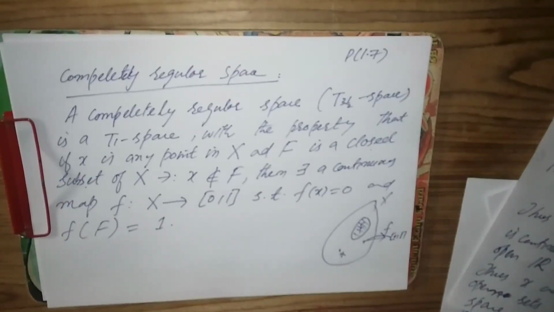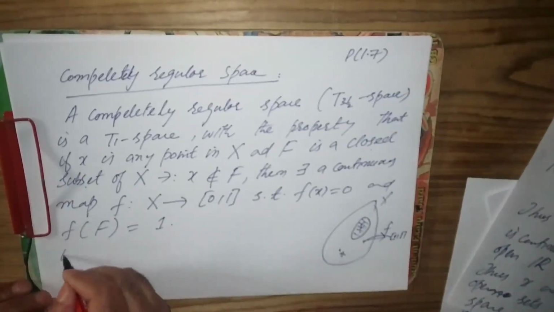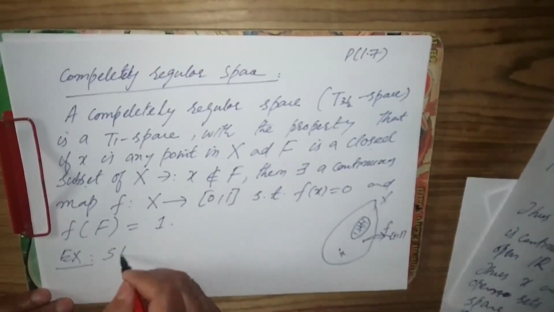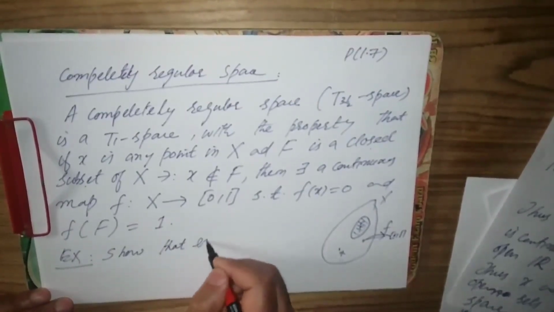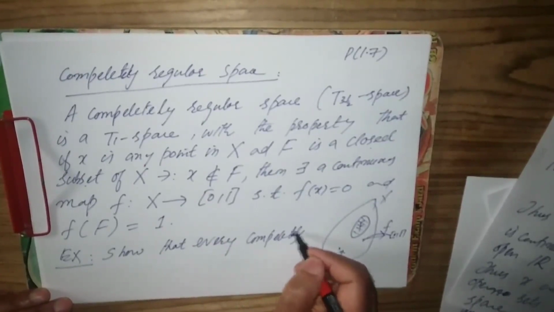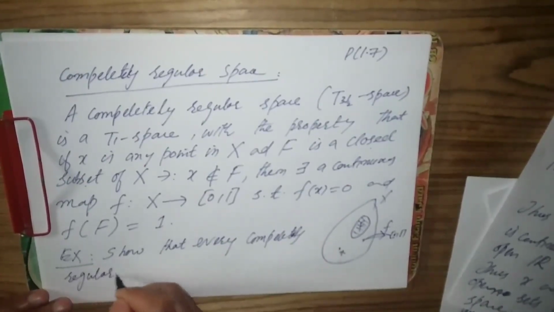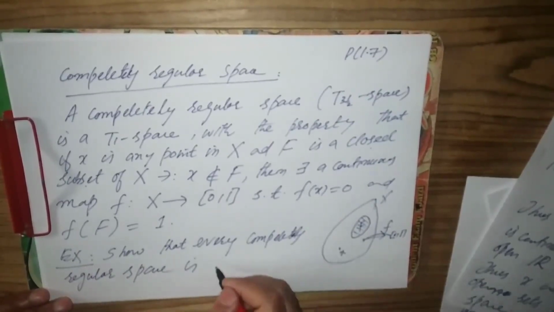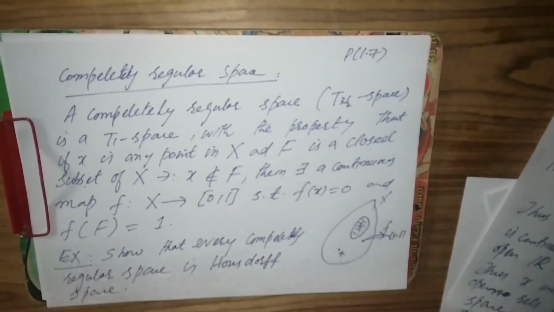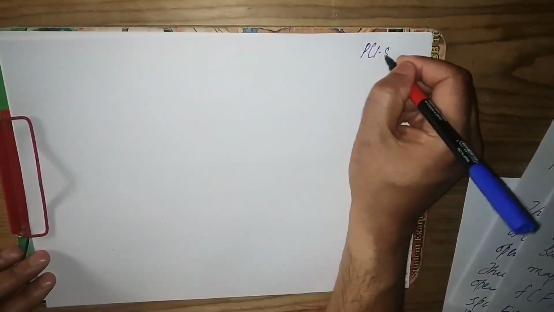So next is an exercise. Show that every completely regular space is a Hausdorff space. It's very simple. So let's solve this exercise. Every completely regular space is a Hausdorff space. So here is the solution of this exercise.